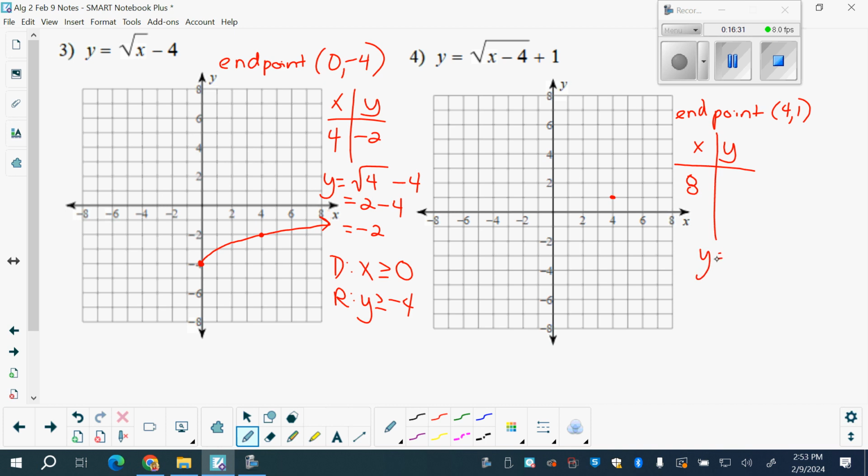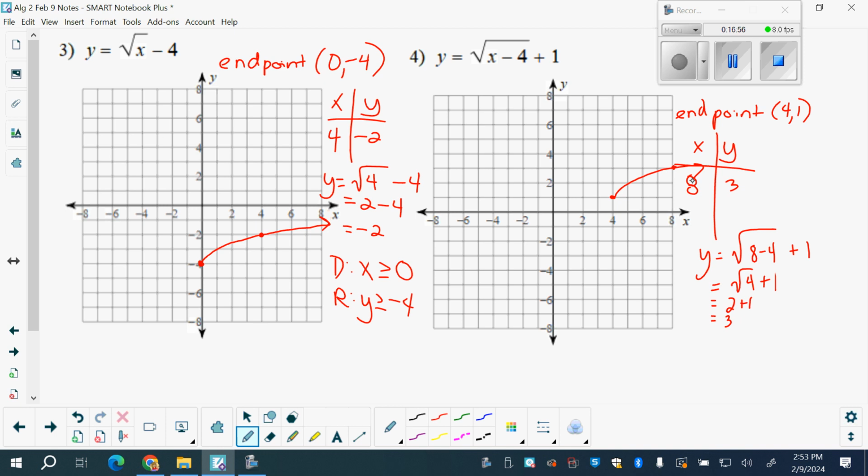So substituting it in, we have the square root of 8 minus 4 plus 1. Square root of 4 plus 1. Square root of 4 is 2. And that gives us 3. So 8, 3 would be my second point. And that's what my graph looks like.